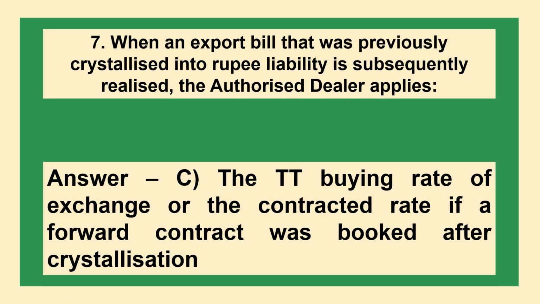The answer is option C, the TT buying rate of exchange or the contracted rate if a forward contract was booked after crystallization.